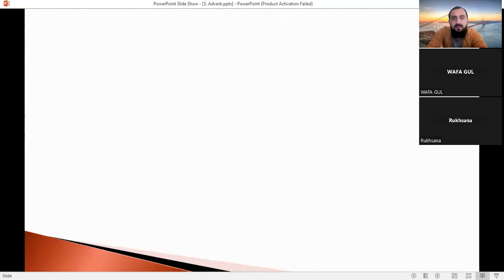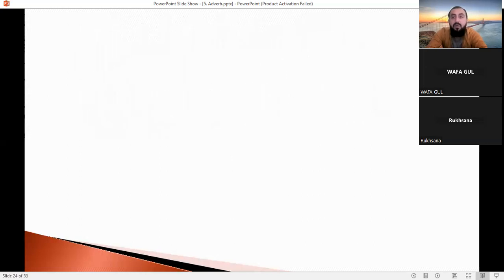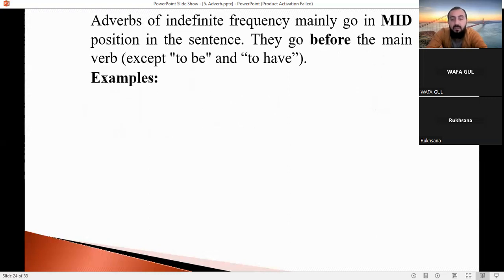Ms. Safa, you read it. Adverbs of indefinite frequency are those adverbs which do not show the exact repetition of an action. For example, always, usually, often, normally, generally, frequently, regularly, constantly, sometimes, occasionally, seldom, rarely, hardly ever, never. So these are adverbs of indefinite frequency, okay? They show the percentage of an occurrence, but they do not show the exact number of the event.